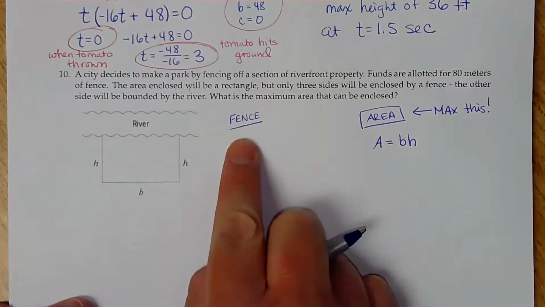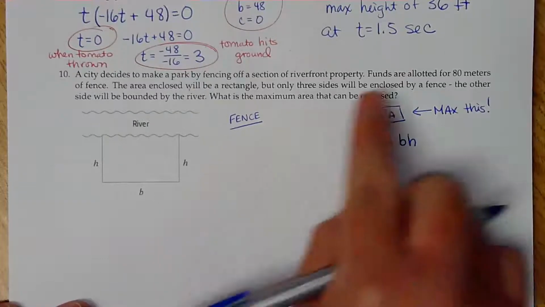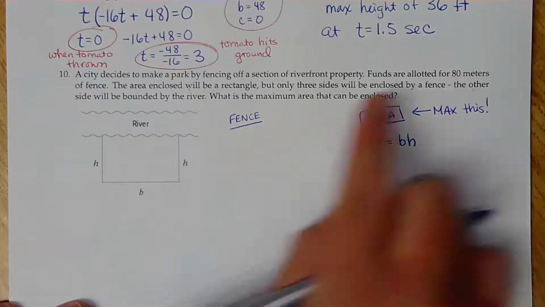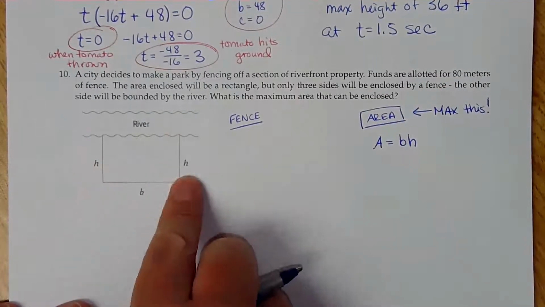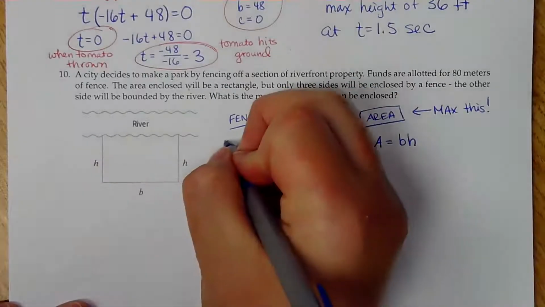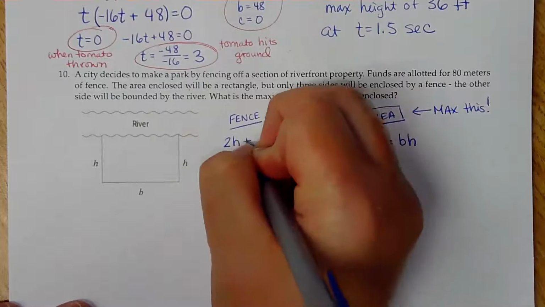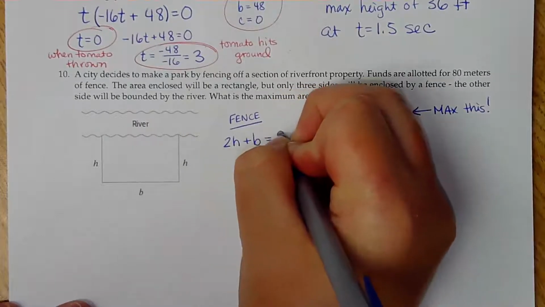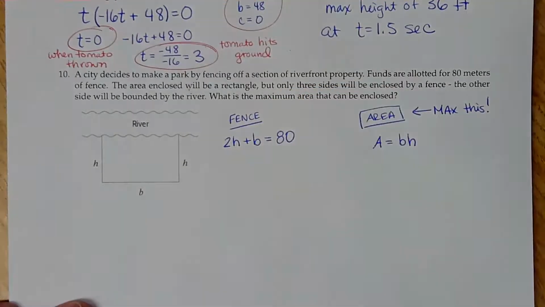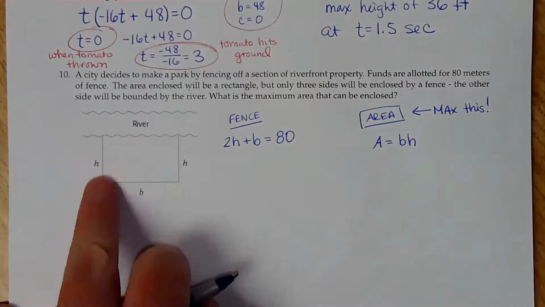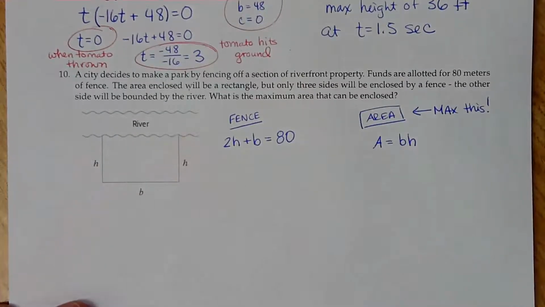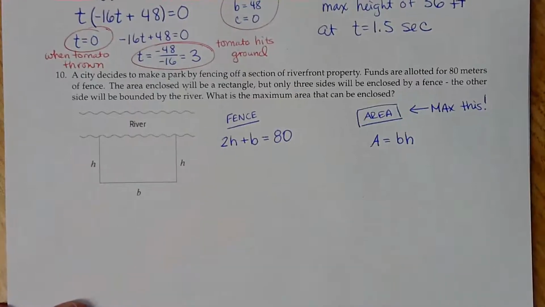And then let's look at what we know about the fencing. We know that we have 80 meters of fencing we can use to construct these 3 sides. So I can write that as 2H plus B is equal to 80. Hopefully that makes sense. This is kind of a modified perimeter here since it's not completely enclosed by fencing. But that's essentially what we're looking at doing here.